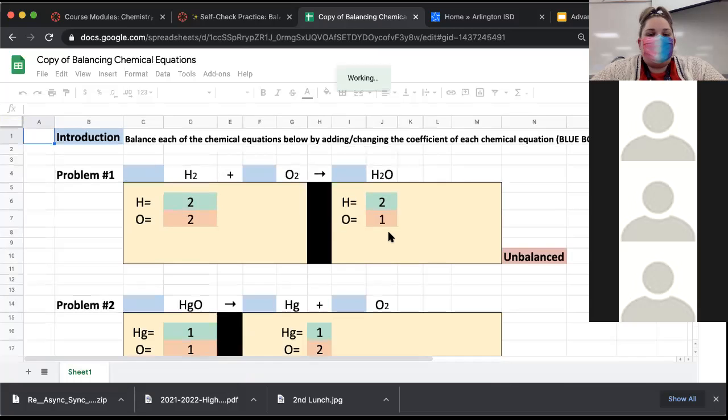Okay. So what we need to figure out is which blue boxes do we need to type coefficients in and what number do we need to put in? So what you want to do is your numbers always have to go up.